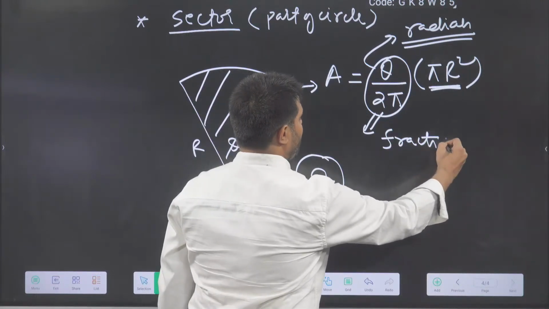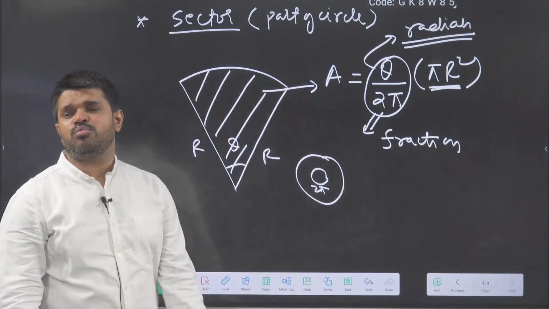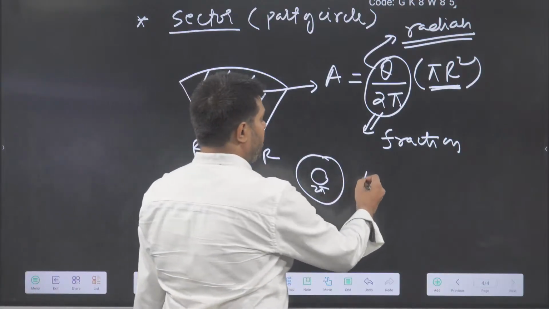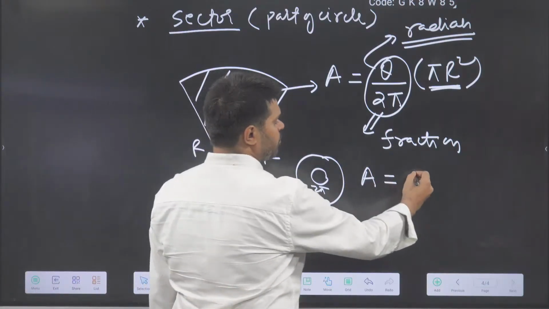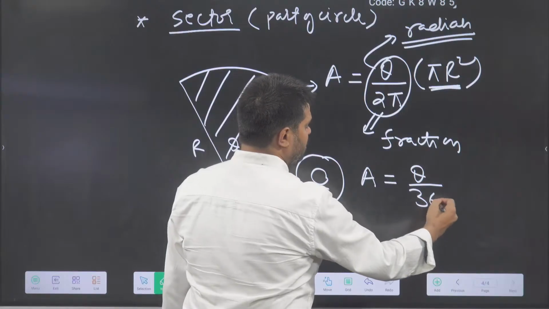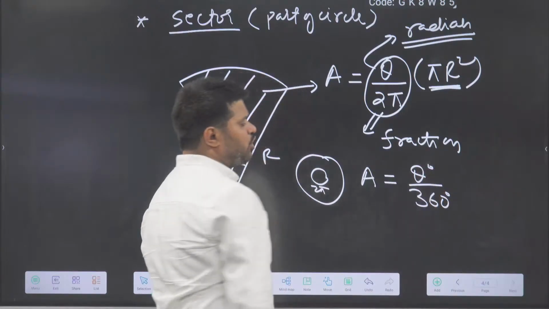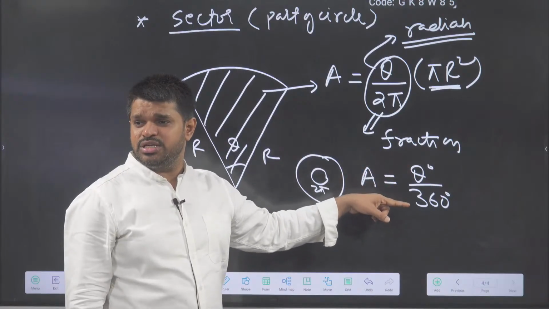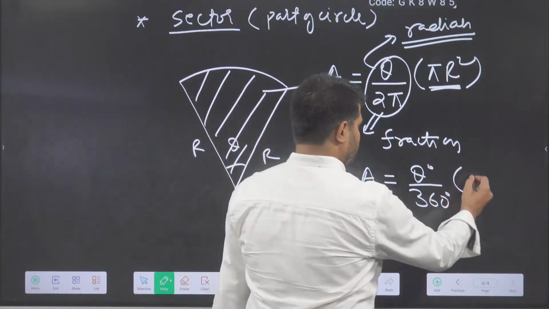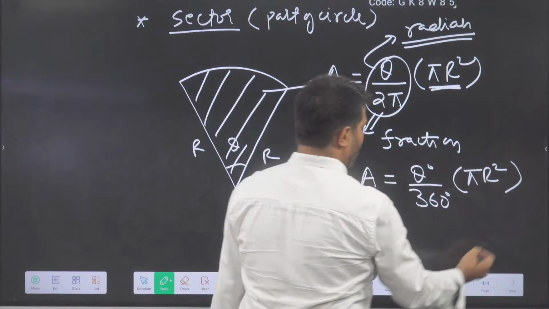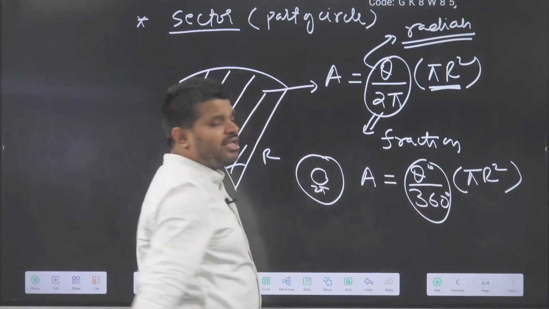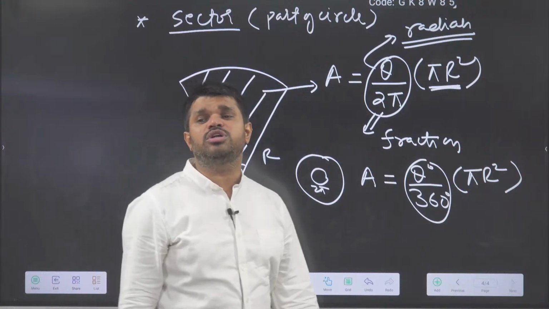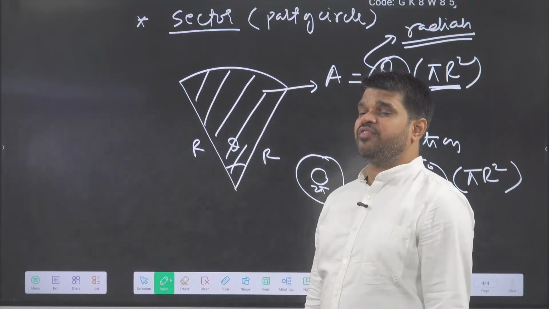So basically this term is a fraction. You can do the same formula in terms of degree also. A equals theta by 360 degree into pi r squared. Here you are taking the angle in degree. Again, theta by 360 gives you what fraction this sector is of the total circle.